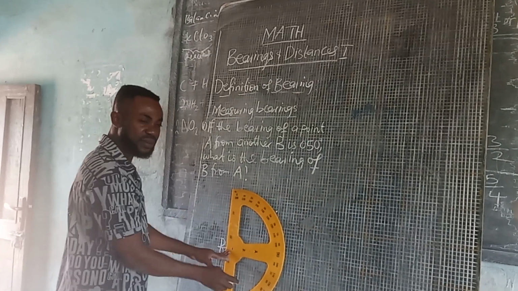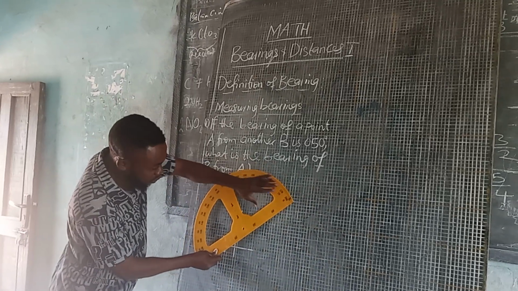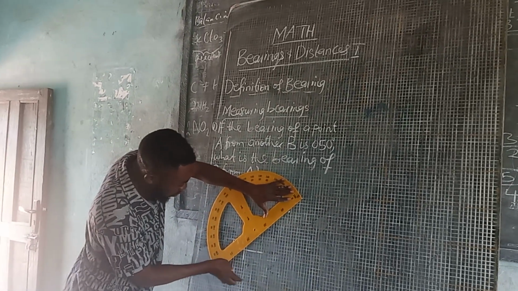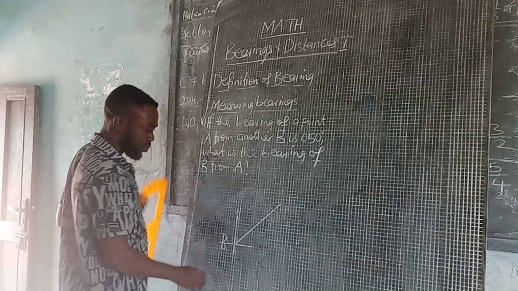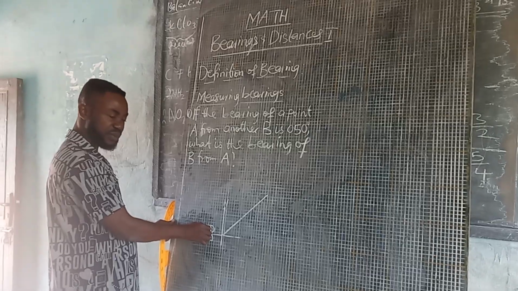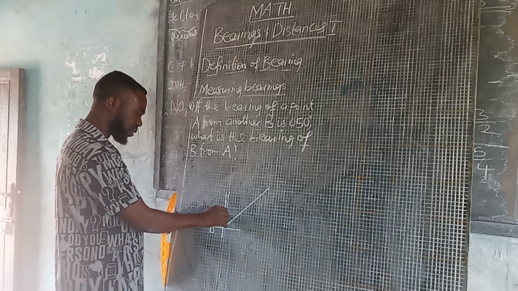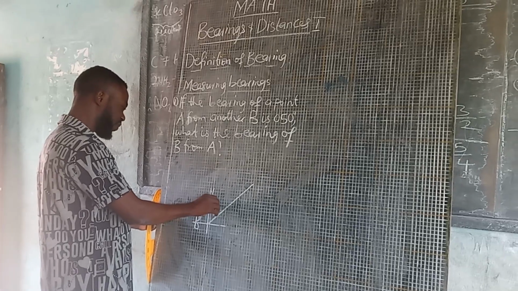Put a dot here. Remove this and join with your ruler, your meter rule, to this point. Join it exactly at this point, which describes B, and trace the angle here for a curve, which is 50 degrees.